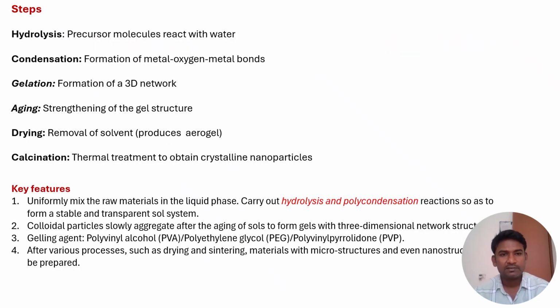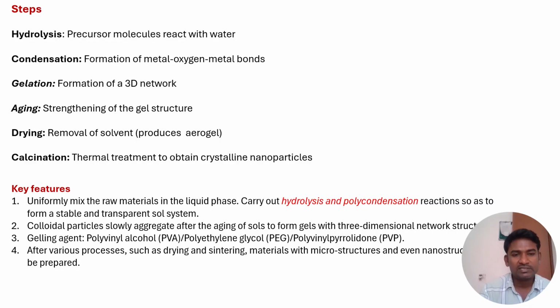Now the steps. In the sol gel method, hydrolysis is the first step, where the precursor molecules react with water, and second is the condensation step. Here the formation of metal oxygen metal bonds occurs, and third one is the gelation, where the formation of a 3D network occurs, and the fourth one is aging. This is mainly to strengthen the gel structure, and the fifth one is drying, which removes the solvent molecules, and the last one is calcination. Through thermal treatment we can obtain the crystalline nanoparticles.